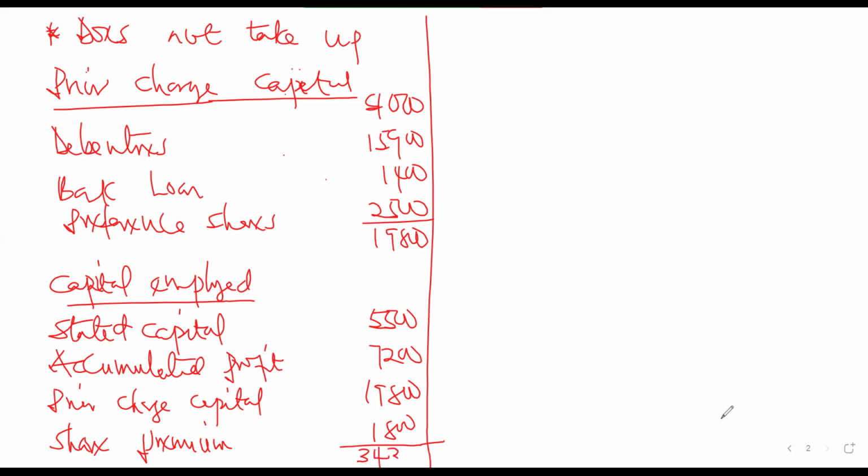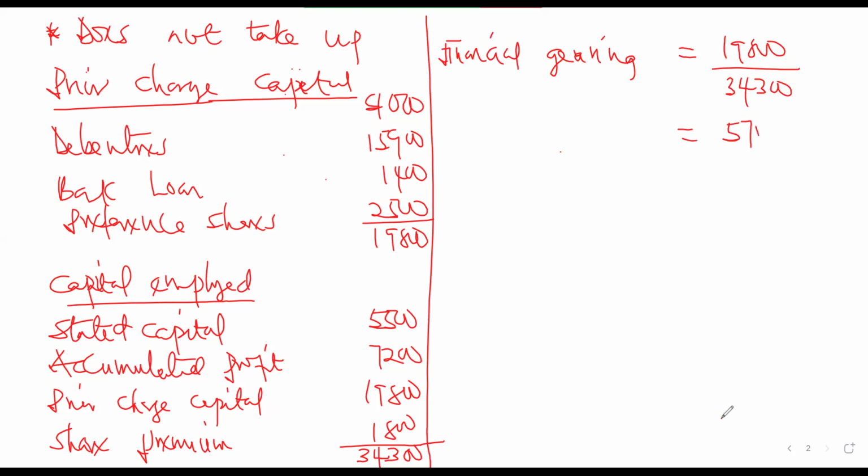With 34,300. Okay. So let's calculate our financial gearing now. Financial gearing will be 19,800 divided by 34,300. Currently, we are having 57.73 percent. Okay. Let's go to the second one.